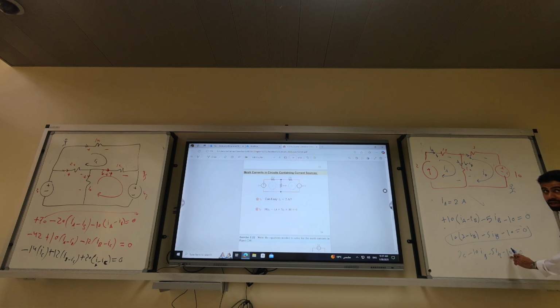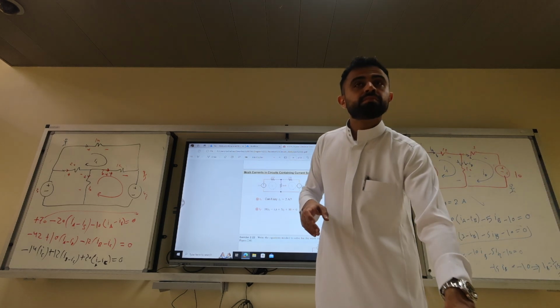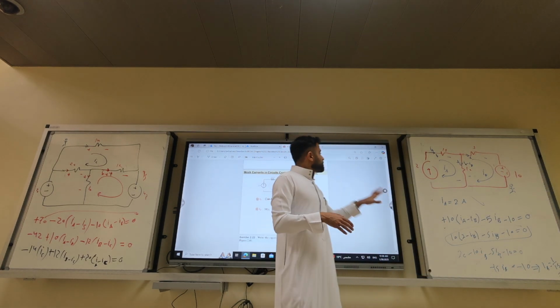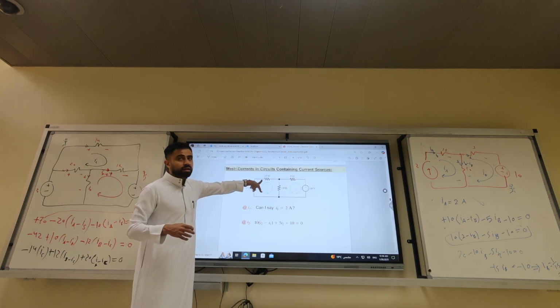20 minus 10 is 10. Put it to the right, it's minus 10. Minus 10 minus is minus 15 IB. So IB is 1 over 1.5, which is what? 0.66. Get it? So if he gives you a current source, you can say, so this is a mesh current in circuits containing current source.